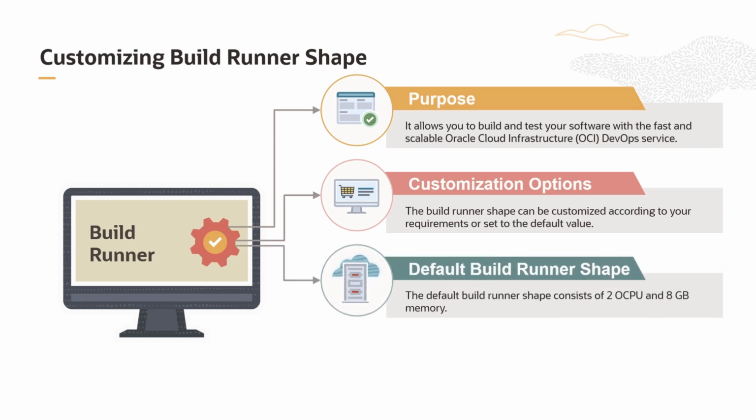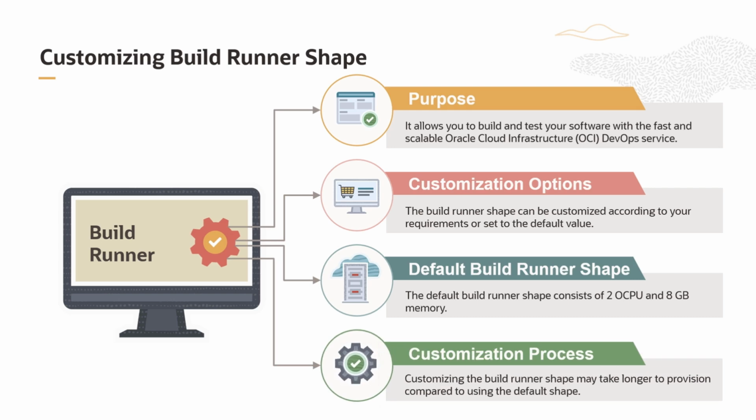By default, the build runner shape comprises 2 OCPU and 8 GB memory, offering a quick start option with minimal provisioning delay. However, if you choose to customize the build runner shape, the provisioning process may take longer compared to using the default shape. These customization options empower you to optimize resource allocation and streamline your development workflow with OCI DevOps project service. Now let's switch to OCI console to see this feature in action. We'll walk through the steps to customize the build runner shape.